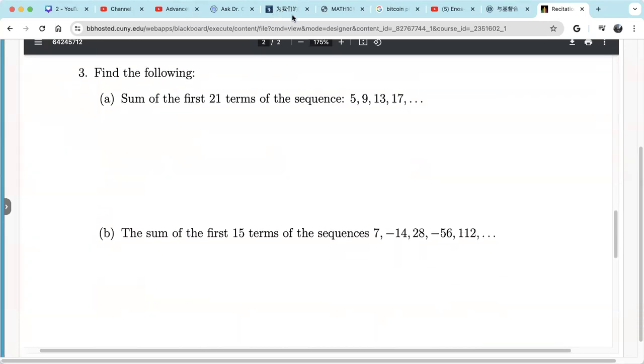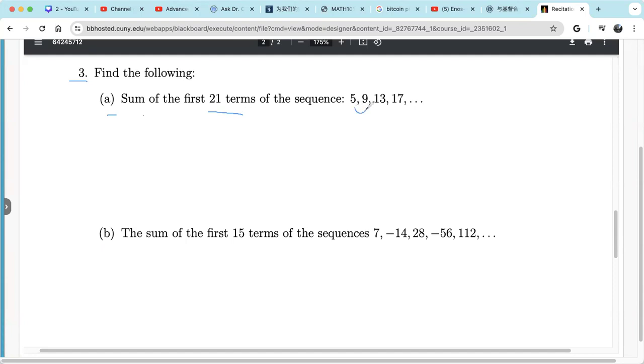Okay, I want to find, let's see, 3A. We want to find the sum of the first 21 terms of this sequence. Well, let's figure out this sequence. Two famous sequences we know are a geometric sequence and an arithmetic sequence.